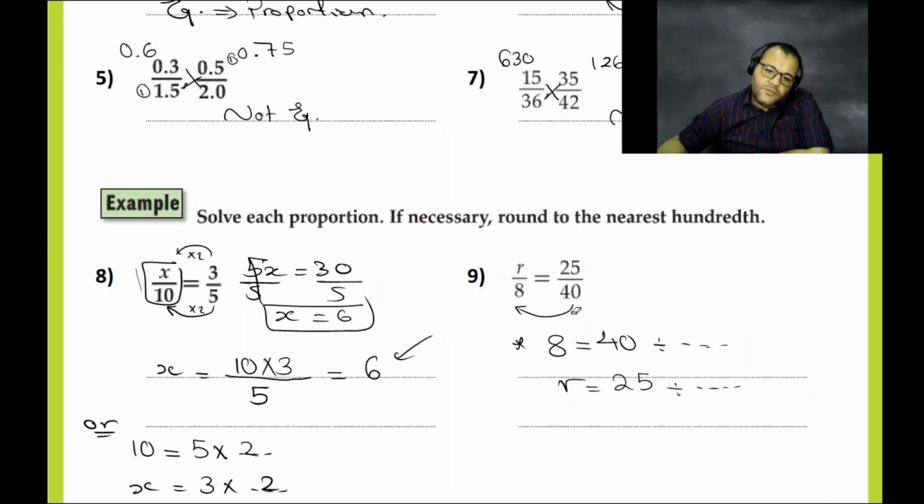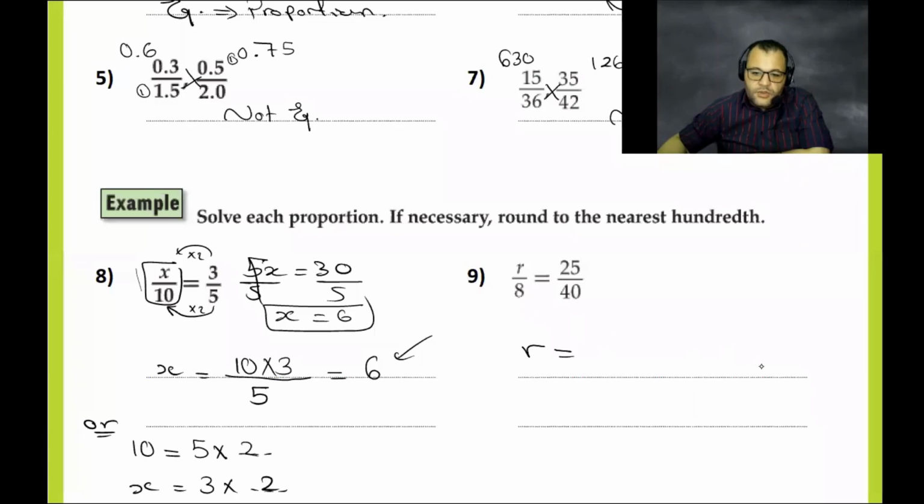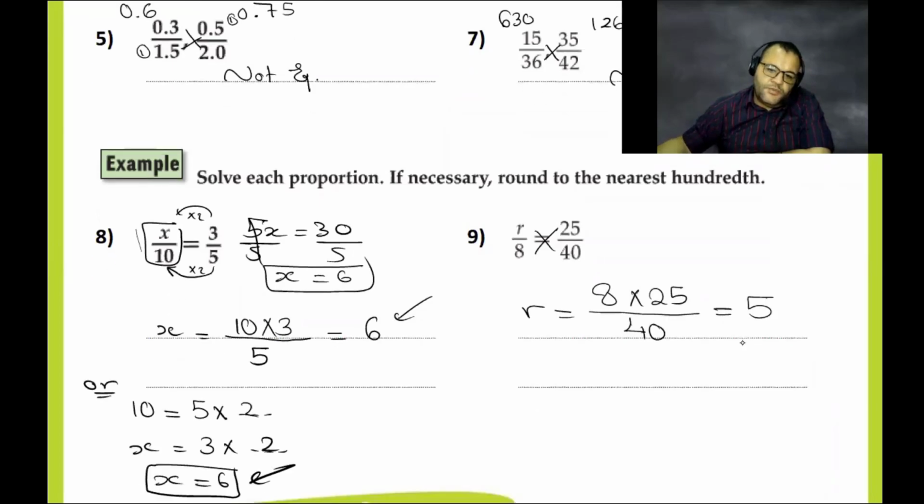If you are not familiar with the multiplication table, you can solve with the other way. R equals, use cross multiplication. Make a fraction: 8 multiplied by 25, divided by 40. So the answer now will be equal to 5. By using a calculator, you'll find that the answer is 5.